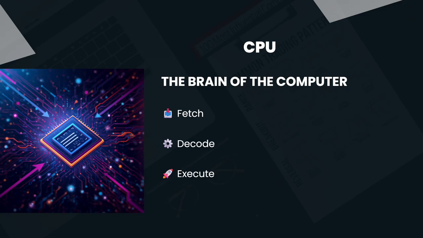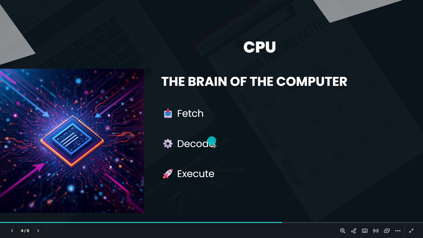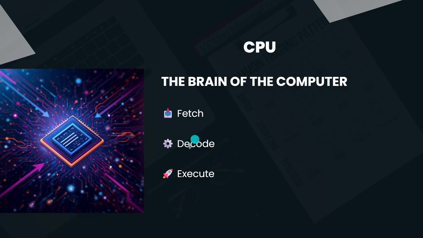You might be wondering, how does the CPU know what to do? The CPU knows what to perform using three important steps, which are fetch, decode, and execute. Fetch means it gets the instruction from memory, like fetch this content, we want to process it. Then decode. It understands what the instruction means.